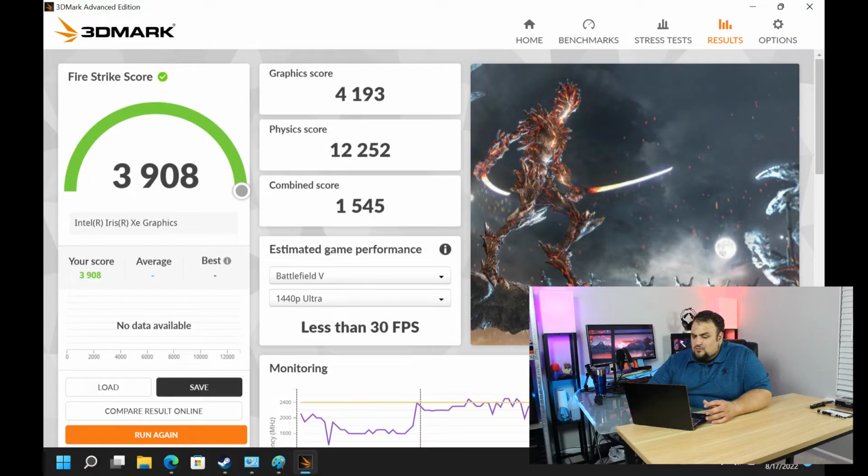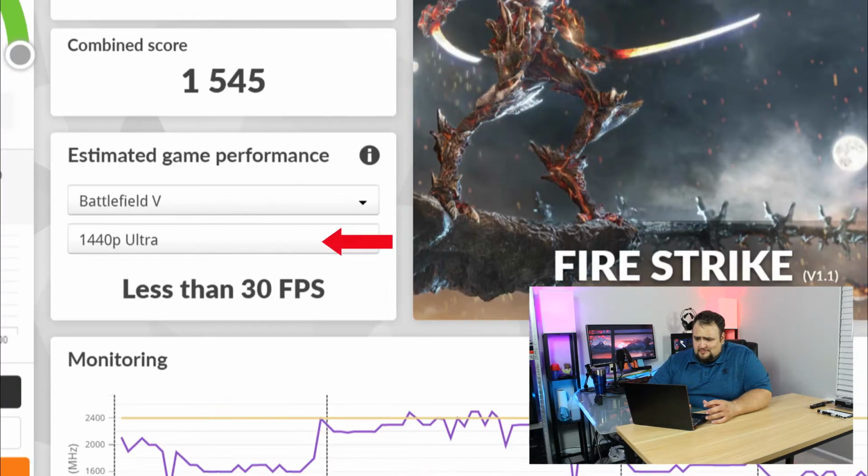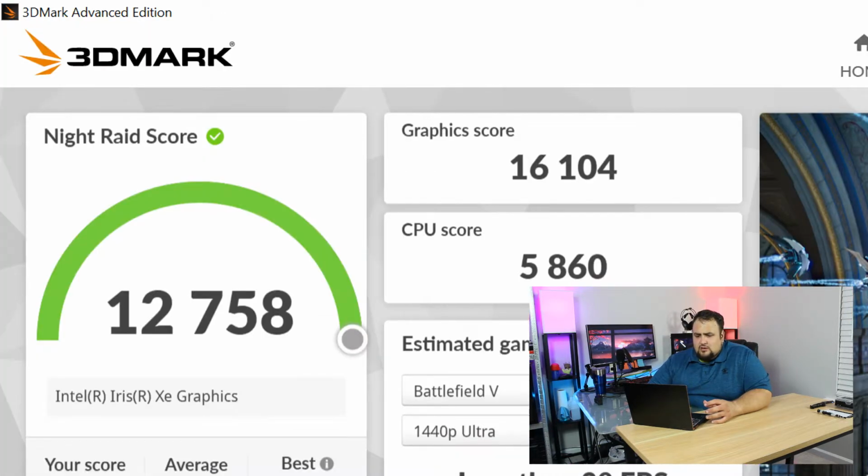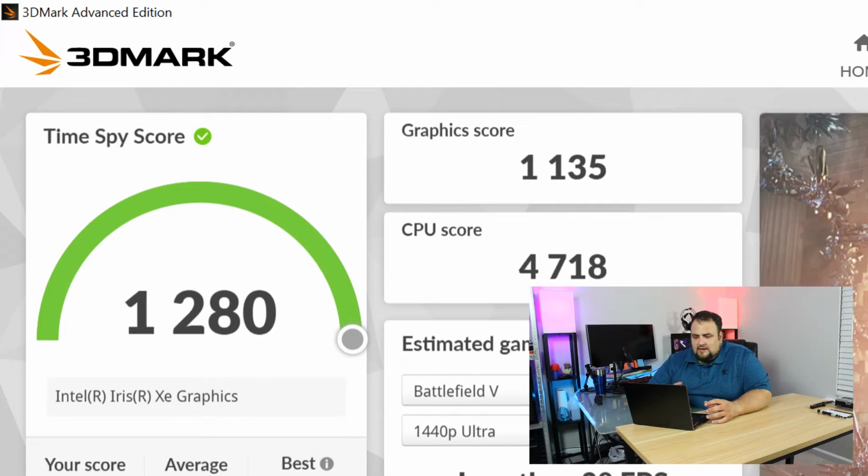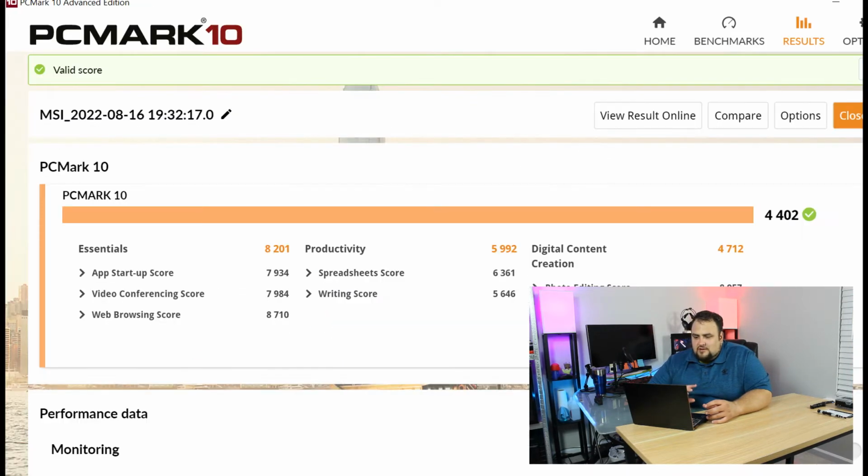Alright, so for FireStrike, we got a score of 3908. And according to them, you should be able to run Battlefield 5 Ultra at 1440p around 30 FPS. Okay, cool. Let's take a look at Night Raid, where we got a score of 12,758. Let's take a look at Time Spy, where we got a score of 1280. And our PCMark 10 score, we got 4402. And looks like the Essential is pretty quick, which is to be expected.